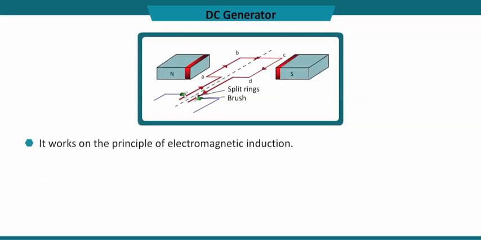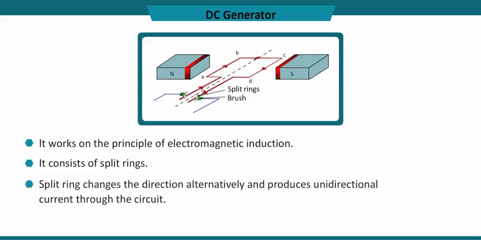The working principle of DC generator is the same as that of AC generator. The only change in the construction is that the slip rings are replaced by split rings. Thus, the split ring changes the direction alternately and produces a unidirectional current through the circuit.